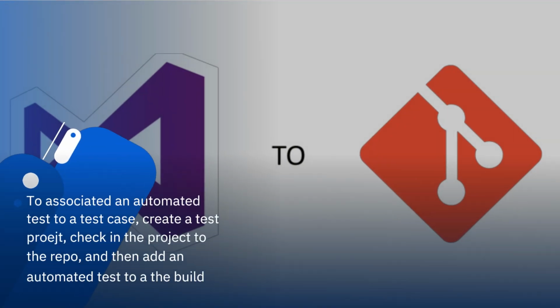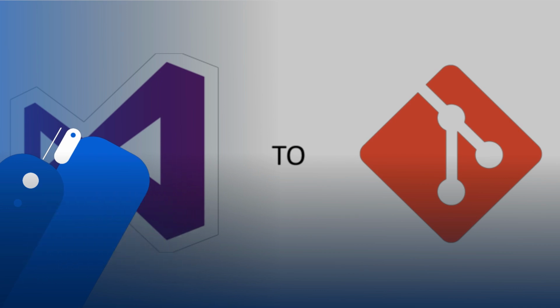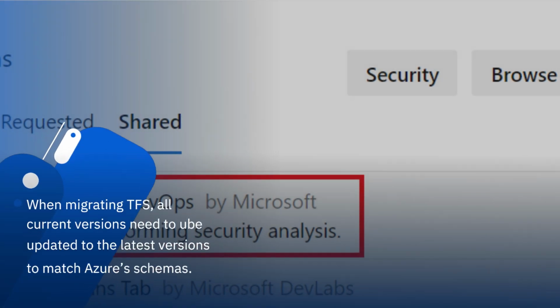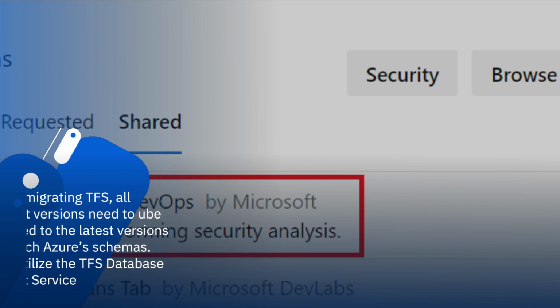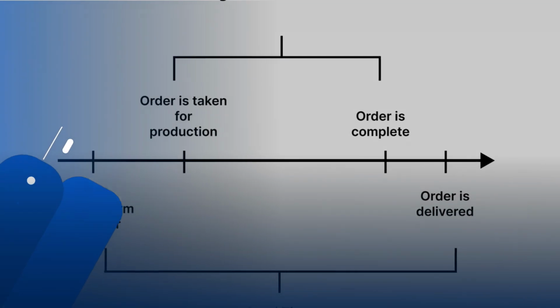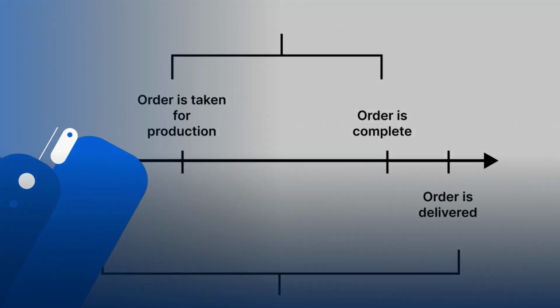To associate an automated test to a test case, create a test project, check in the project to the repo, and then add an automated test to the build pipeline. When migrating TFS, all current versions need to be updated to the latest versions to match Azure schemas. Also utilize the TFS database import service. The Microsoft Security Code Analysis extension allows running security analysis and processing results from log files during the build phase.